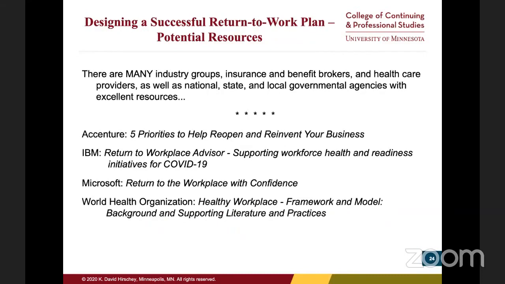I want you to consider looking at industry groups, insurance, benefit brokers, healthcare providers, as well as national, state, and local agencies with excellent resources. You can do Google searches and go online to look at what some organizations have succeeded and failed. Four that I found that I think are pretty positive. Accenture has put out 5 priorities in helping you to return and reinvent your business. IBM has got an extensive return to work advisor supporting the health concerns and readiness.